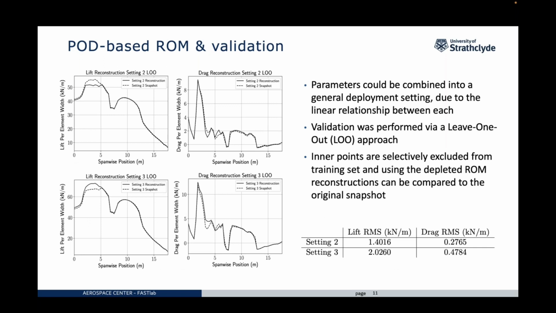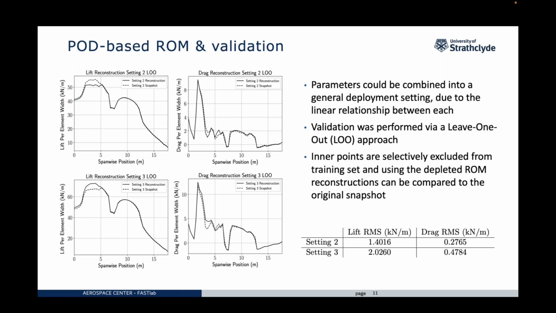As I mentioned, we form the training set of the reduced order model. Before we can use it in the final simulation and sweep it through the domain, we just have to quickly validate it. We do that via the leave one out approach, i.e. we exclude one of the inner training points and we reconstruct it using a depleted reduced order model, and that way we can get some sense of the error. I should point out though that we are using a depleted reduced order model. The actual reduced order model that we use in practice may be slightly more accurate.